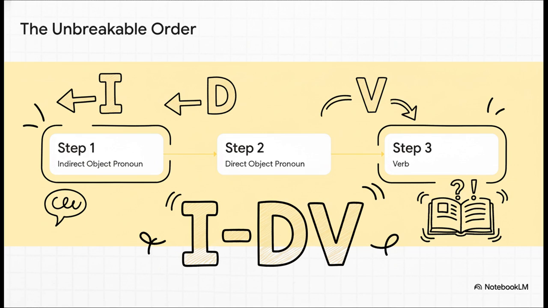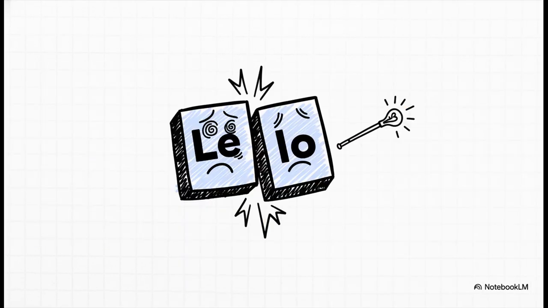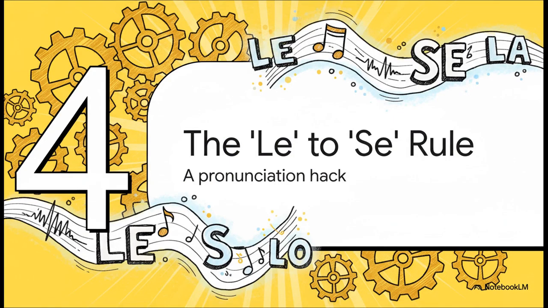So let's try it. Following our IDV rule, I give it to her would be le for to her, plus lo for it, and then doy for I give. So, we get le lo doy. But just say that out loud for a sec. Le lo sounds kind of clunky, doesn't it? Spanish has a really clever fix for this. And this, my friends, is the golden rule.